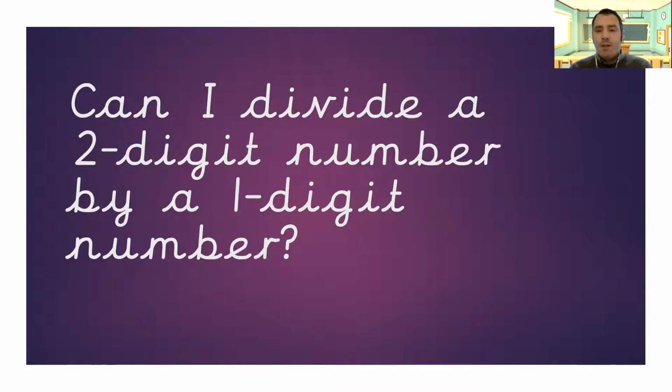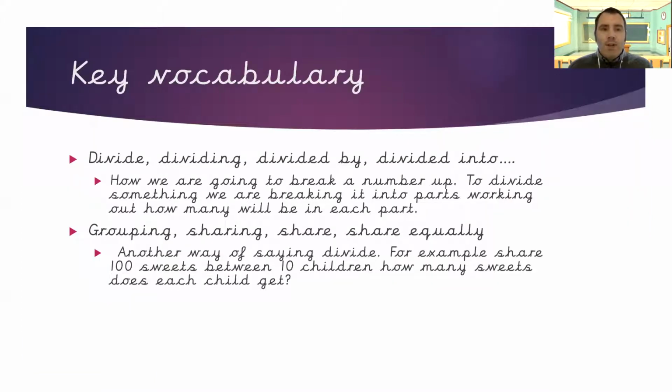Before we get started, there's some vocabulary I want to go through with you. Some words I'm going to be using, I want to give you the definitions of so you understand what we mean when we talk about these things. Divide, dividing, divided by, and divided into. This is how we're going to break the number up. To divide something, we're breaking it into parts, working out how many will be in each part. So if we divide a pizza, we cut it up into slices and we pass them around. If I cut the pizza into 8 slices, I've divided it into 8 slices.